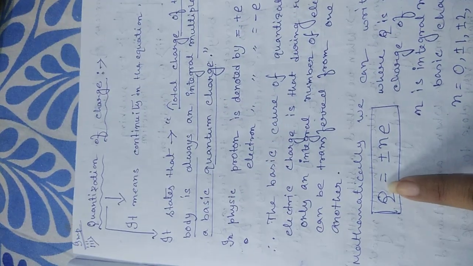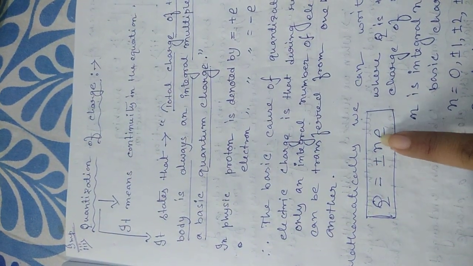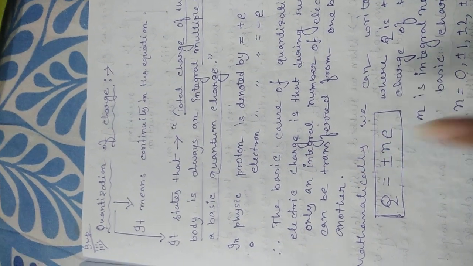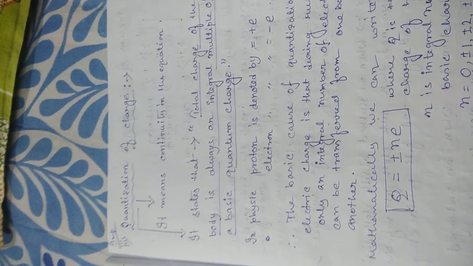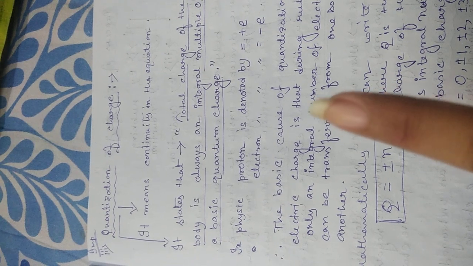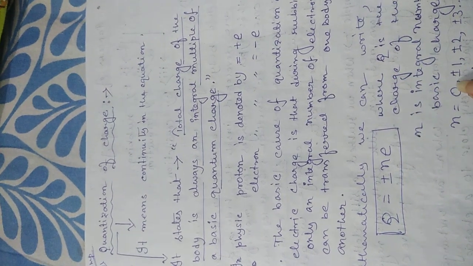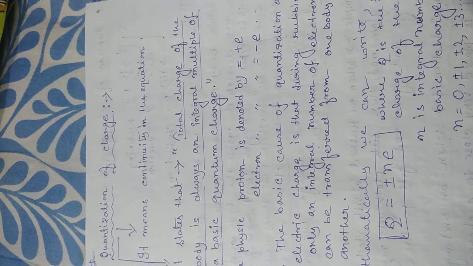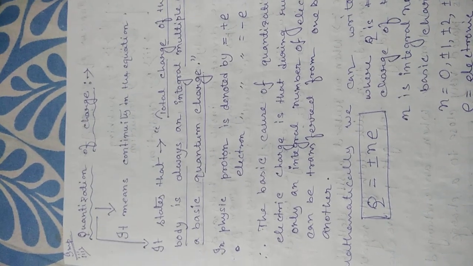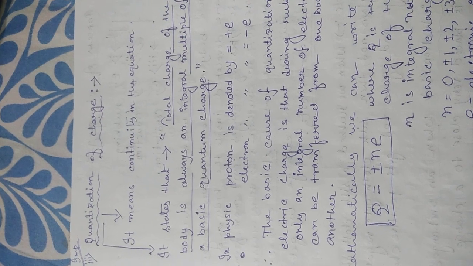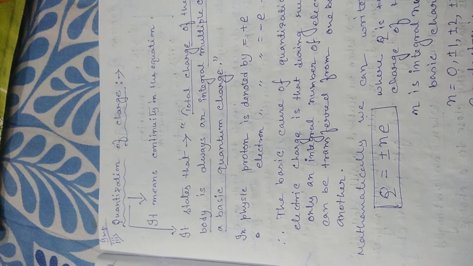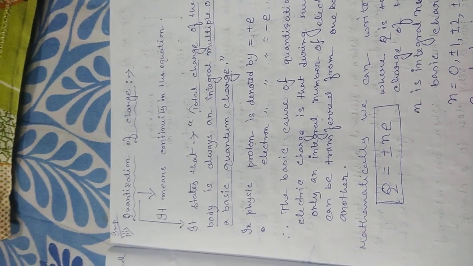So mathematically we can write Q equals plus or minus n into e. Plus or minus means either it will be a proton or it will be an electron. That means either it will be a positive charge or a negative charge, and n stands for an integral number. n stands for 0, plus minus 1, plus minus 2, plus minus 3, anything, or simply 1, 2, 3. Okay, so this is the quantization of electric charge, one of the most important properties of electric charge.